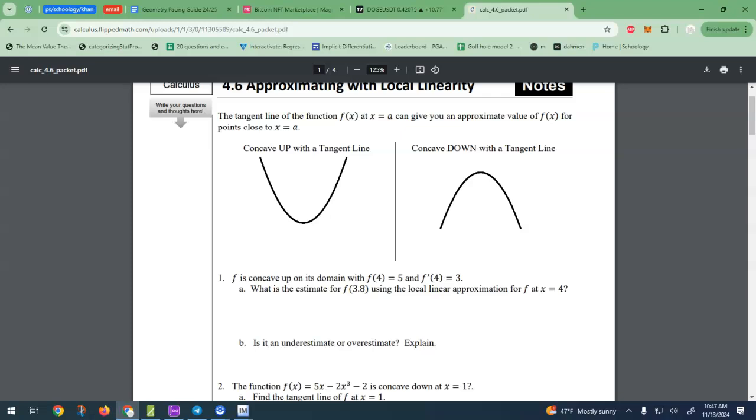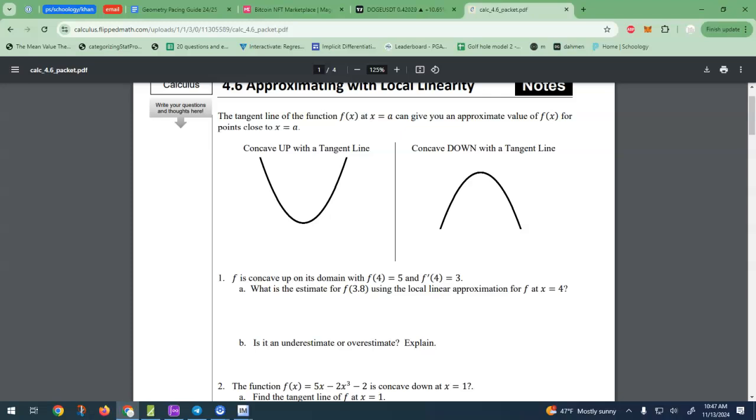So if it's concave up, the tangent line will underestimate. I didn't even think about this before, but up starts with a U, underestimate starts with a U, and the graph looks like a U. This is crazy. So concave down is the opposite.